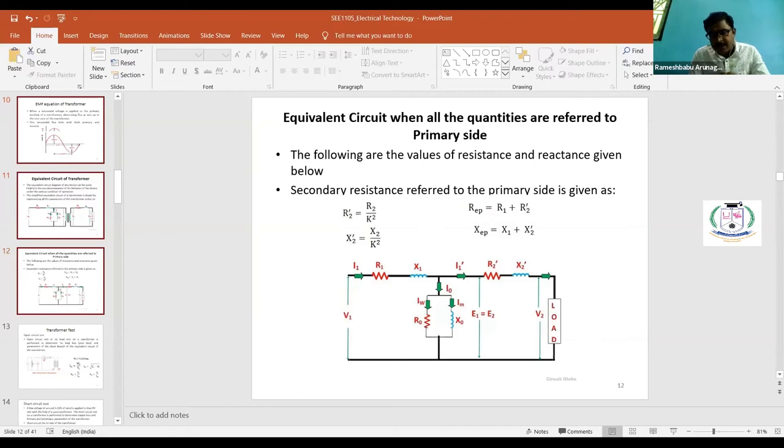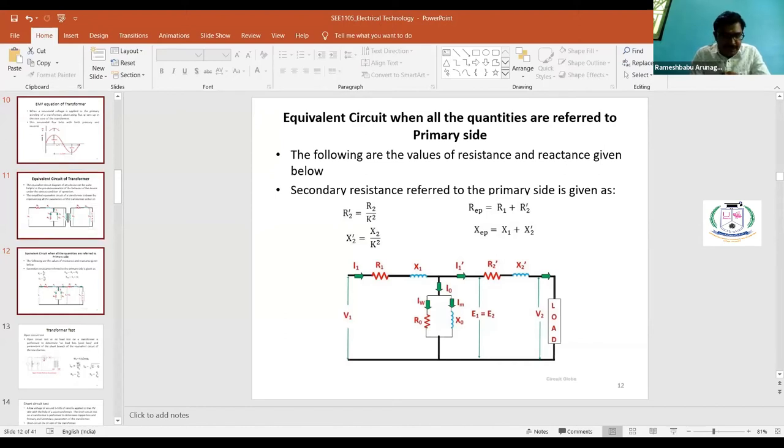R equivalent, the total resistance of the transformer, is equal to R1 plus R2 dash. R1 is the primary resistance, and R2 dash is the secondary resistance referred to primary. The equivalent reactance is equal to X1 plus X2 dash. X1 is the primary reactance, and X2 dash is the secondary reactance referred to primary. So like this I can simplify the equivalent circuit. The equivalent circuit is also a very important question.